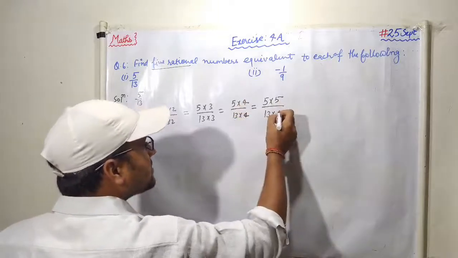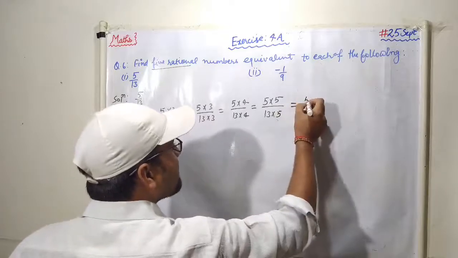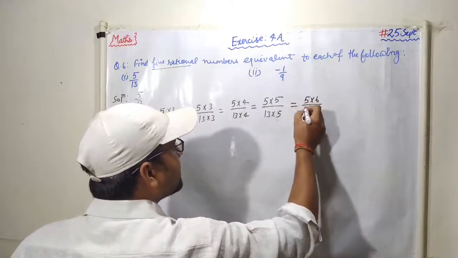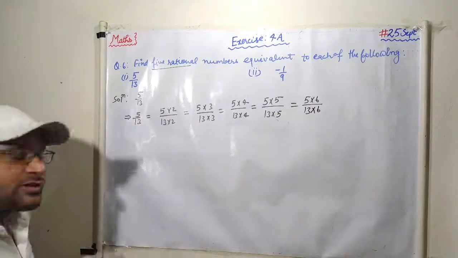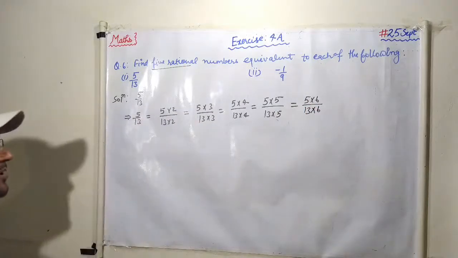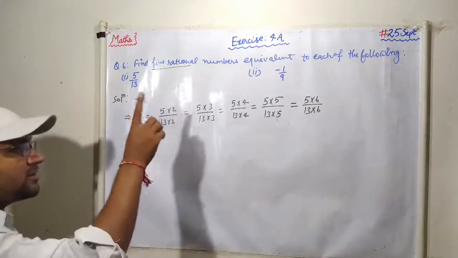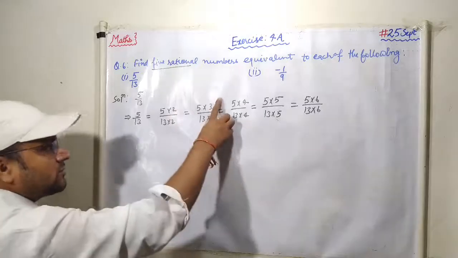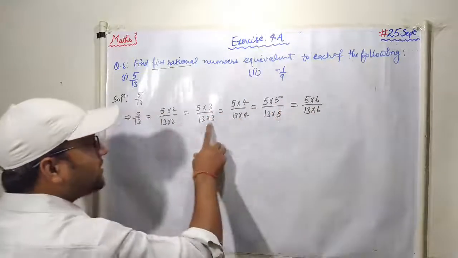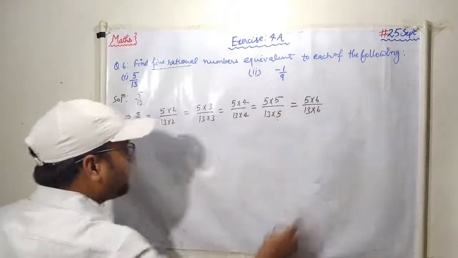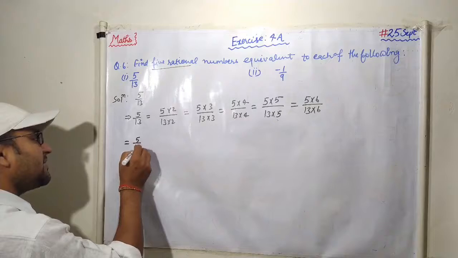And the last one is multiplied by 6 upon 6. Because if you multiply by 1 you get the same number, but we want an equivalent rational number. So I have started with 2 by 2, then by 3, by 4, by 5 and by 6. So what we will get after that, 5 upon 13 is the same as it is.